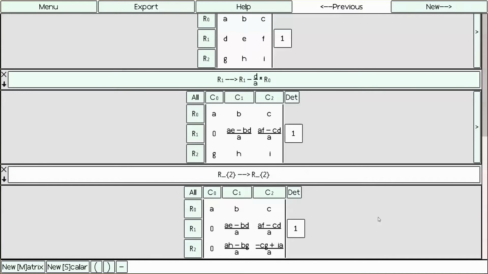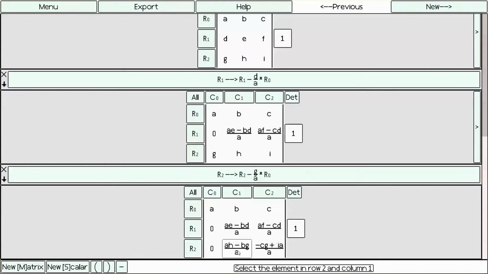There we go. So R2 goes to R2 minus G over A times row 0. And it formats it in a fraction for us. So since we've used a linear combination, we have not changed the determinant. See, this remains 1. So now we want to reduce this guy.